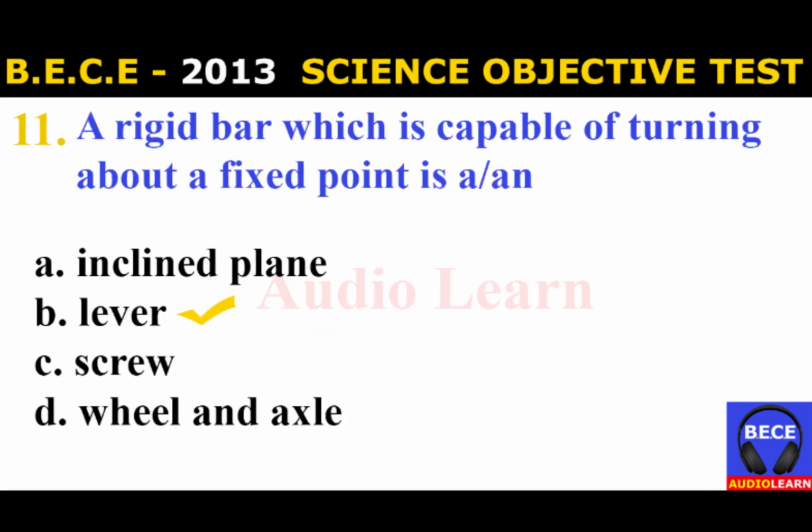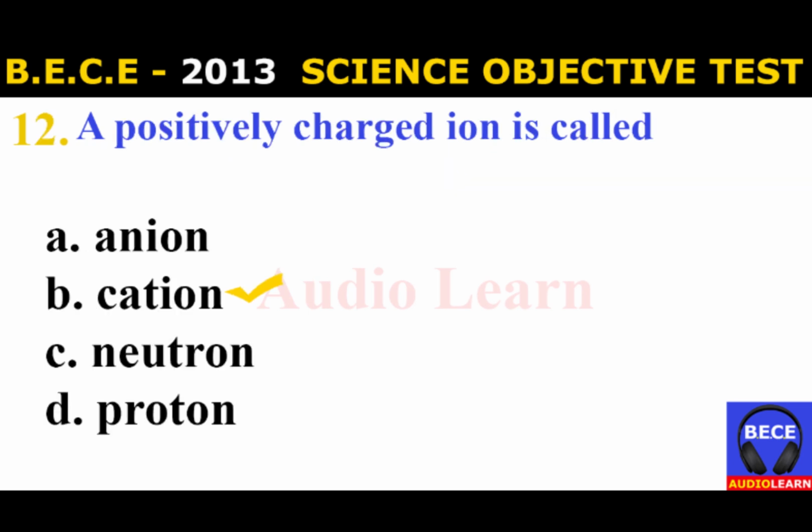Number 11. A rigid bar which is capable of turning about a fixed point is an A. Inclined plane. B. Lever. C. Screw. D. Wheel and axle. And the answer is B. Lever. A rigid bar which is capable of turning about a fixed point is a lever.